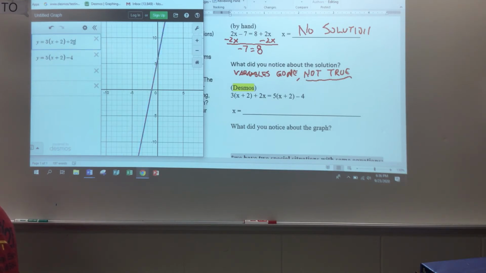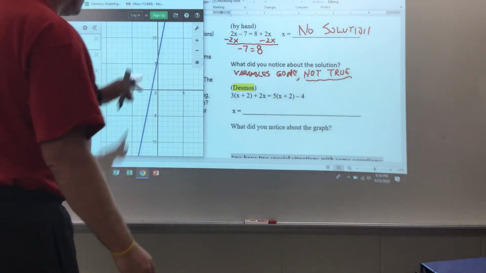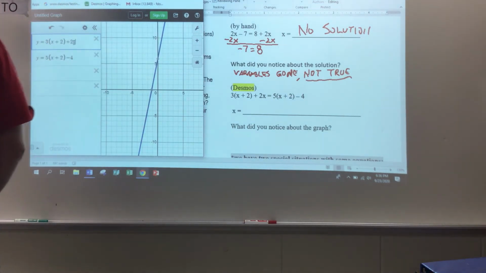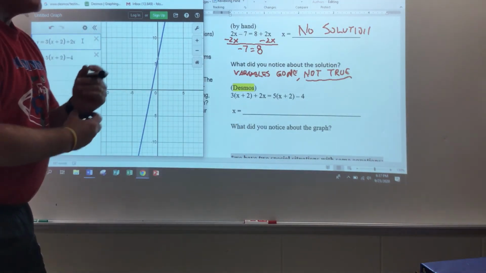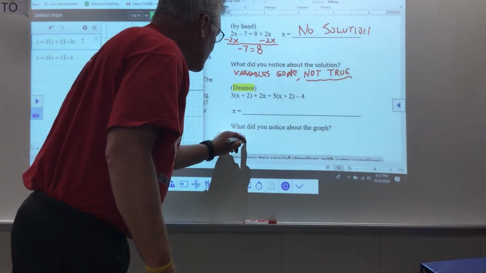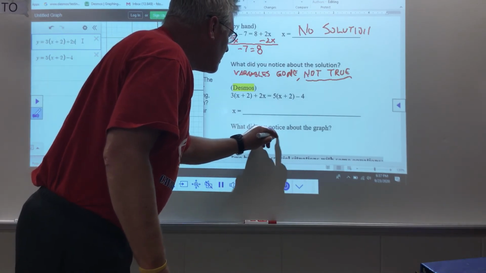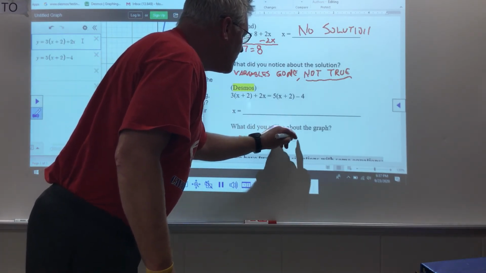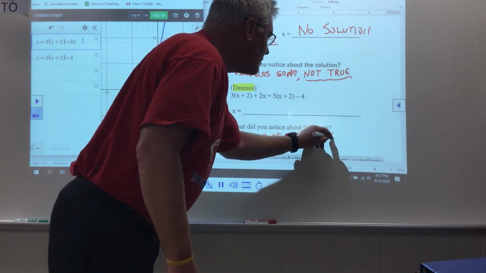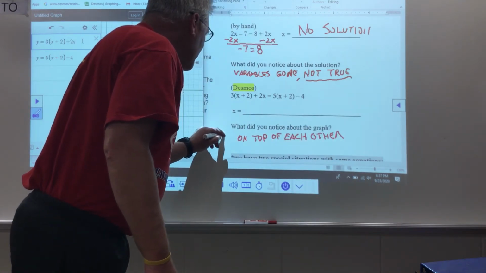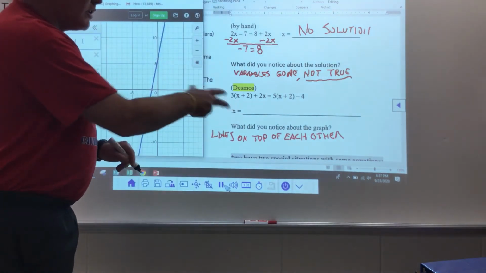Sorry, guys. Whoa! What happened to my lines there? Let me click on this box and see where that other line is. Uh-oh, that's turning red. It's turning blue. So what you notice right here, guys, is when you graph this thing, what did you notice? The lines are on top of each other.